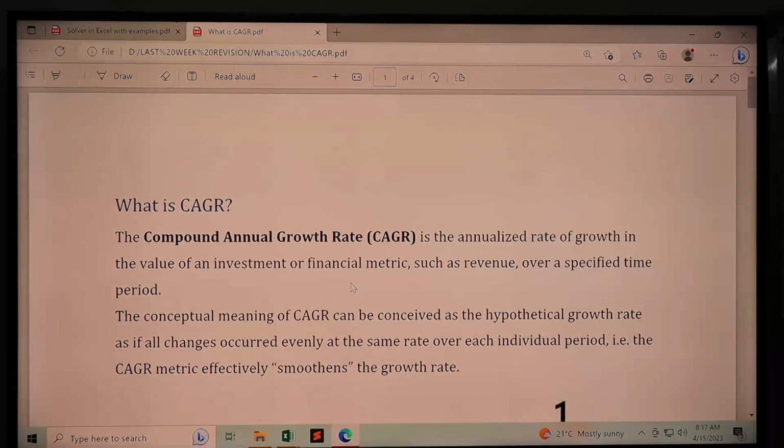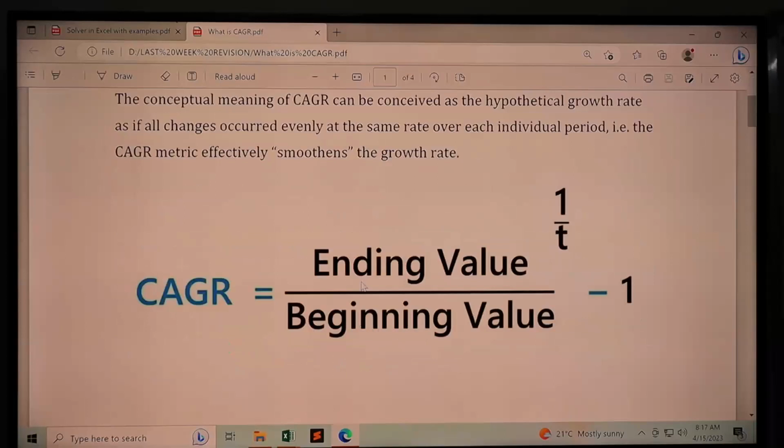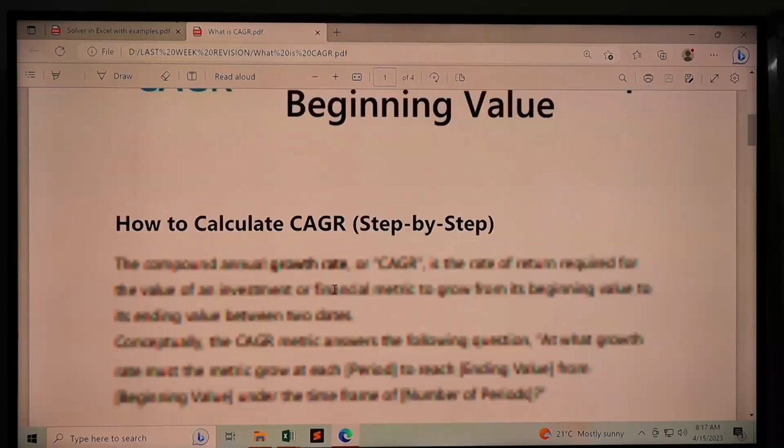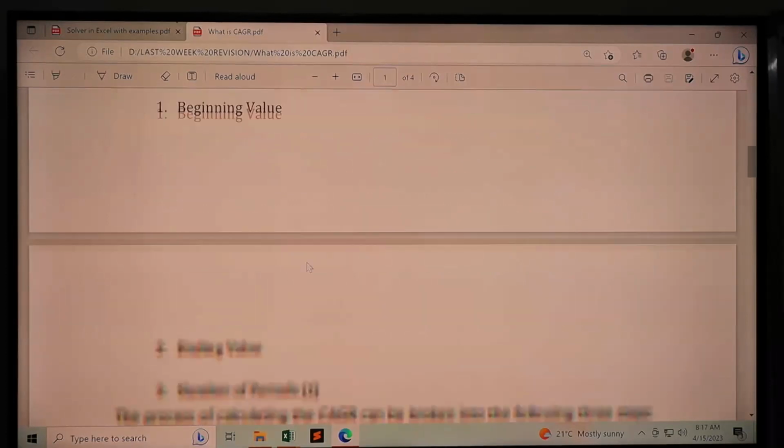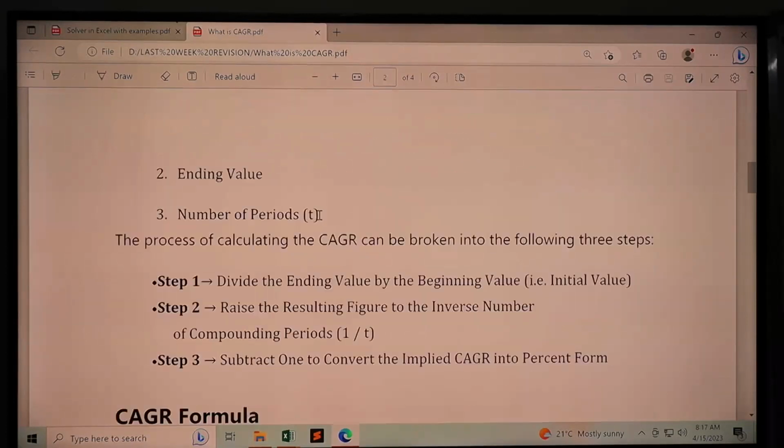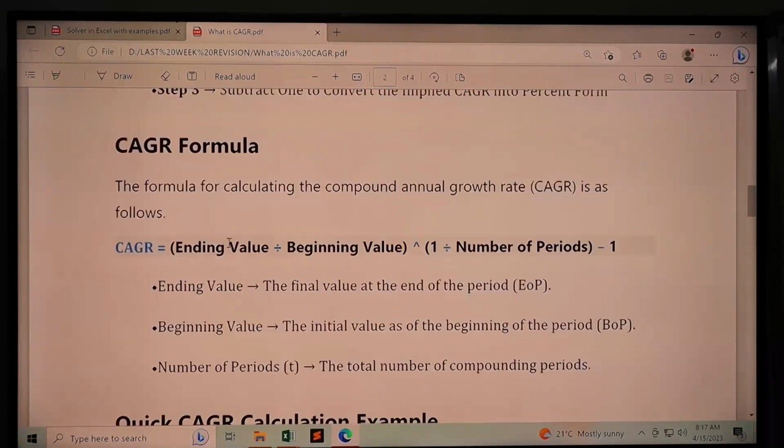So the simple formula is that you take the ending value divided by the beginning value to the power of the number of years, then minus 1. That is the formula. If we have to use the formula, you have the beginning value, the end value, then the t that will represent the number of years. Then you can use this simple formula. That is end value divided by beginning value to the power of 1 divided by number of periods minus 1.